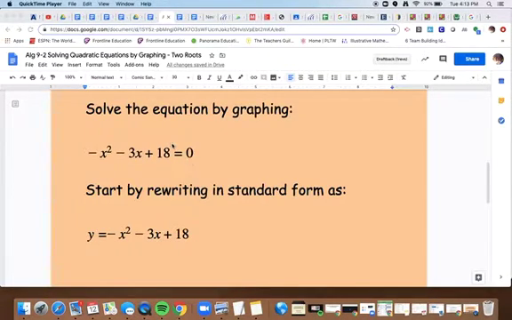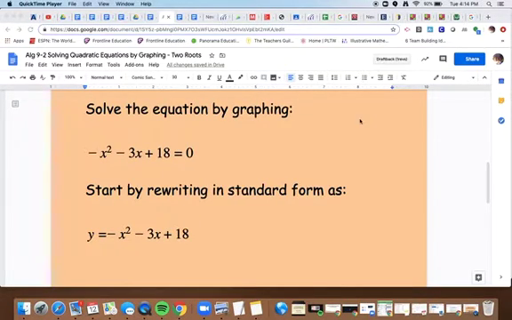So the goal is to get all the terms with the x's and everything on one side, set it equal to 0, and then where you see that 0, you substitute that with y. Our solutions are going to be where y equals 0, but we have to have it written as a function so we can graph it, because you're only going to have a maximum of 2 points that are equal to 0.